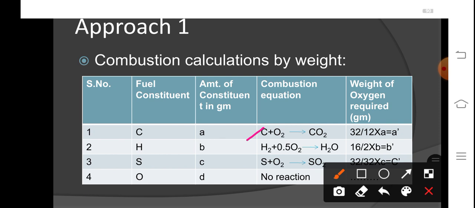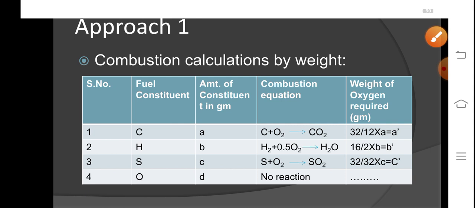1 mole of carbon requires 1 mole of oxygen. 1 mole of carbon has 12 grams and 1 mole of oxygen has 32 grams. So the formula to calculate the oxygen will be the molar mass of oxygen, that is 32, upon the molar mass of carbon, that is 12, into the amount of carbon given, that is A. So this will be the formula: 32 by 12 into A, where A is the amount of carbon given. In a similar way, we are going to calculate the oxygen required for the other fuels.